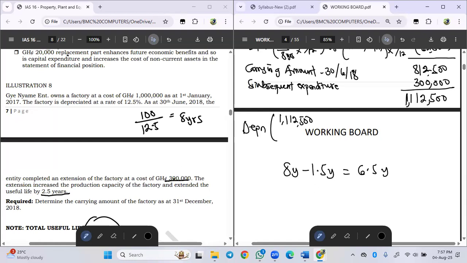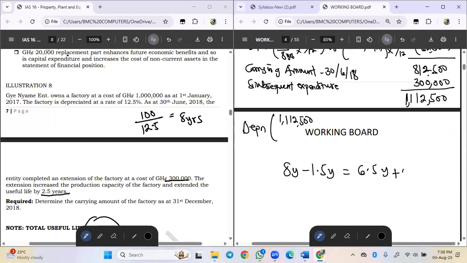Now we are saying that the subsequent expenditure of 300,000 extended the useful life by 2.5 years. So in accounting, let's be mindful of "by" and "to". So it has extended the useful life by 2.5 years. It means as at 30th June 2018, the extension was 2.5 years. So we are having 6.5 years left at 30th June 2018.